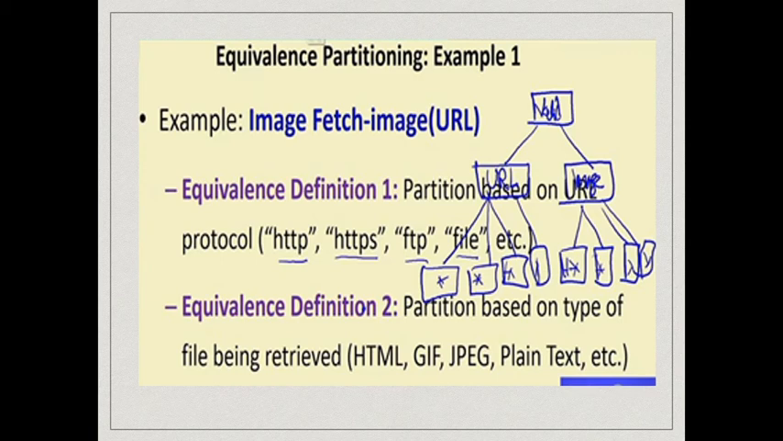We need to pick one value from each equivalence class. The point that I want to emphasize here is that there may be different ways in which we might define the valid equivalence classes. We need to look at all the characteristics of the input data. Just like here, one characteristic was the type of the protocol used. The second is the type of image file that is used.